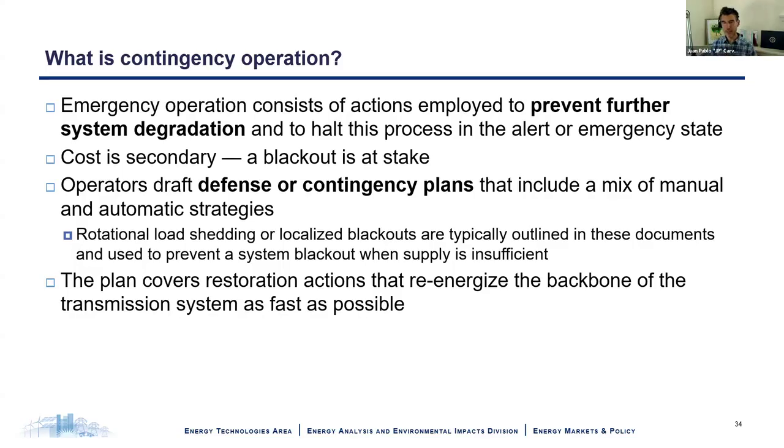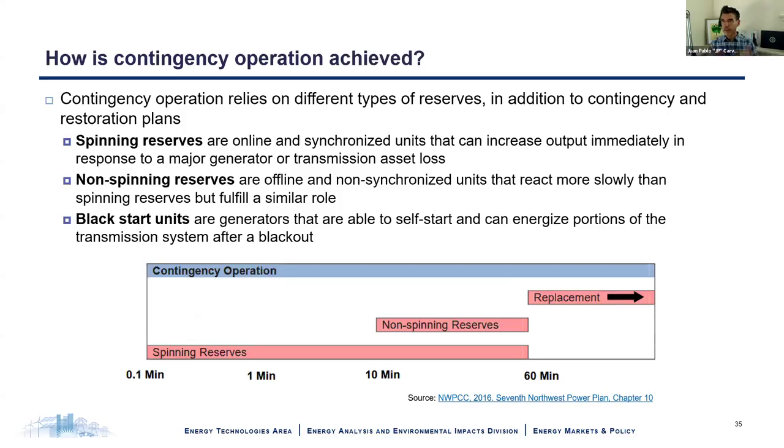The load shedding mechanisms and the load shedding schemes are included in these plans, because it would be unfair if I relied on the same people or the same customers to shed load all the time. So there are ways in which these are public, or at least discussed with different regulators and stakeholders, to ensure that these plans are well drafted and really effective. These plans also include how to re-energize the backbone should a blackout occur, and do this in the fastest way possible. So contingency operation relies on several types of reserves that, again, are typically procured through the resource adequacy process. These are spinning, non-spinning reserve, and black start units.